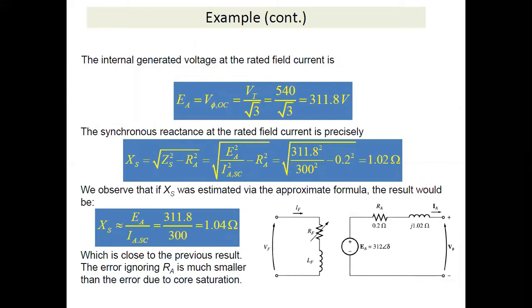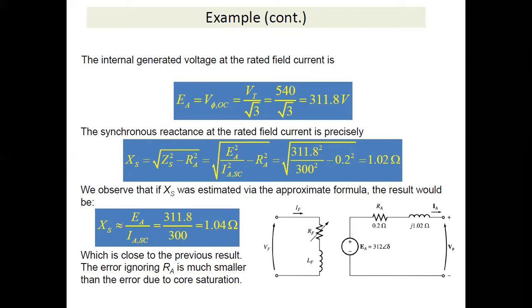The internal generator voltage at the rated field current is Vt by root 3. So 540 by root 3 is equal to 311.8 volts. Synchronous reactance Xs is equal to the square root of Zs square minus Ra square. If we introduce the values of the applicable parameters into the equations, we get the synchronous reactance as 1.02 ohms. So we have the values of the parameters, resistance and reactance.